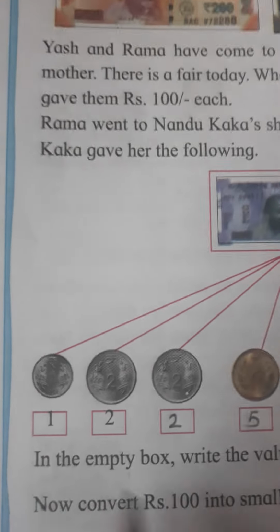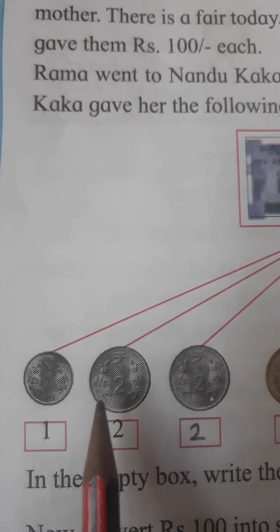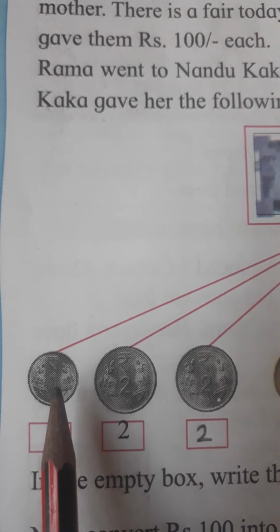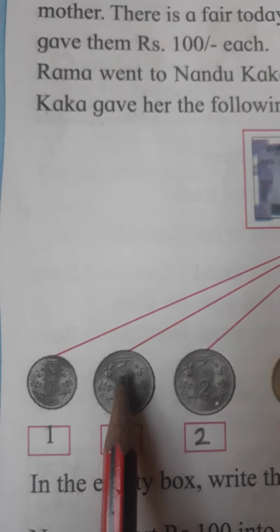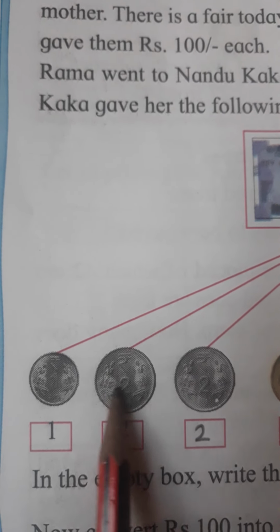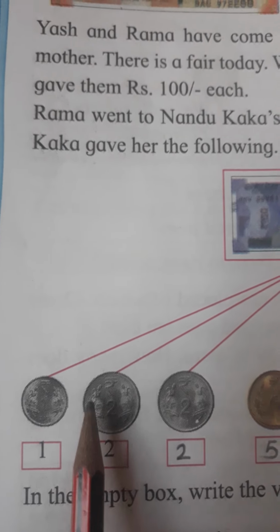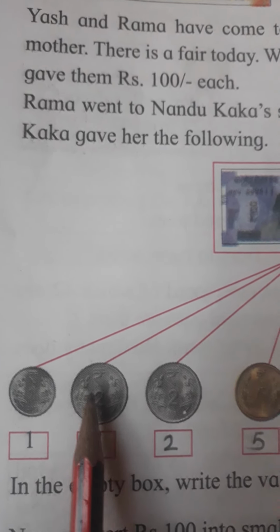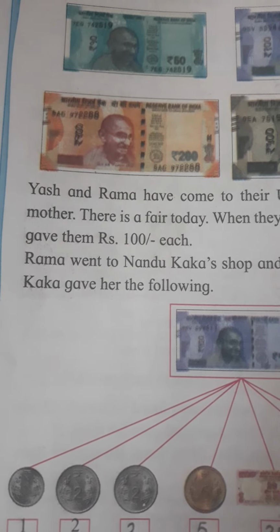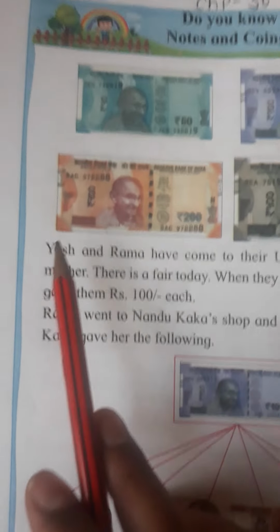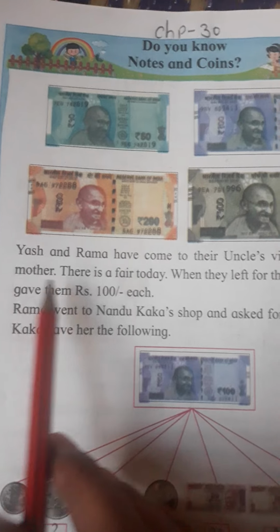Now here are some coins. 1 rupee coin, 2 rupee coin. 2 is written over there, and 1. And this is the symbol of our Indian currency, rupees. We are residents of India, so this is our symbol. We use rupees. Okay. Now look.